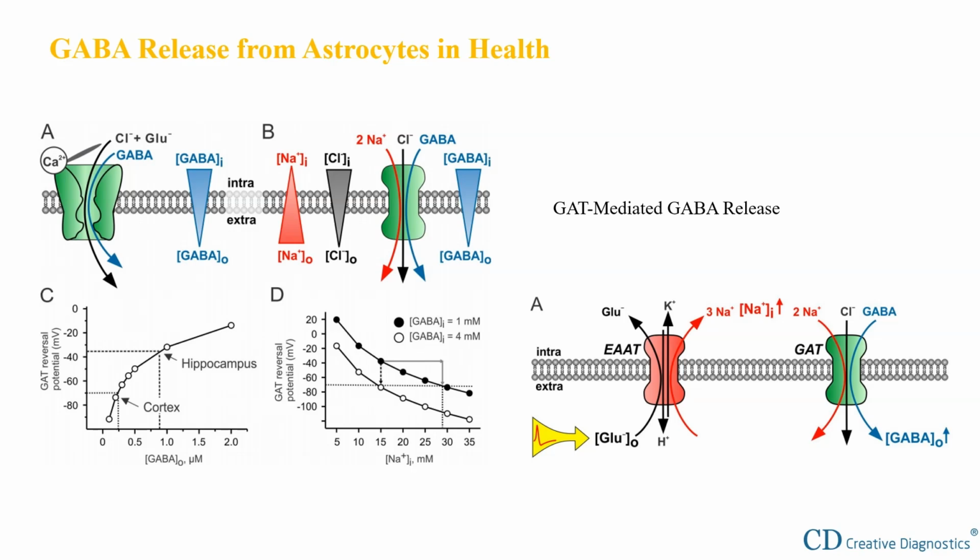In areas with higher extracellular GABA, such as the hippocampus, an additional increase in intracellular sodium concentration is needed to reverse GAT3-mediated GABA transport. Additionally, intracellular calcium levels affect the number of GAT3 transporters on the plasma membrane, thereby regulating the strength of GAT3-mediated GABA release or uptake.